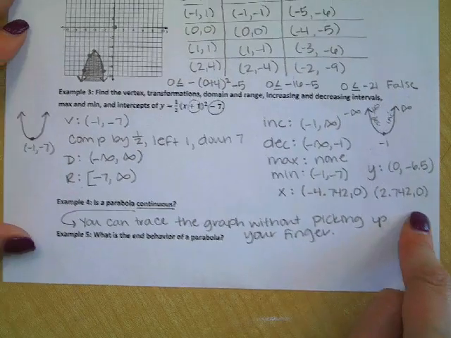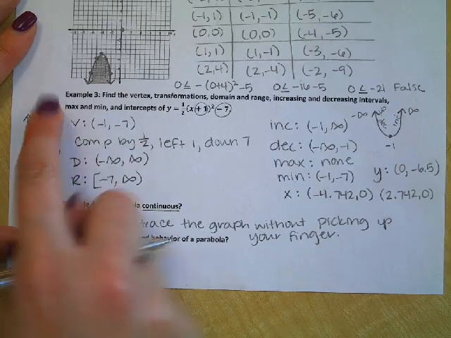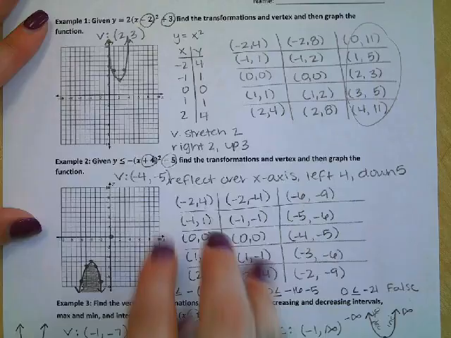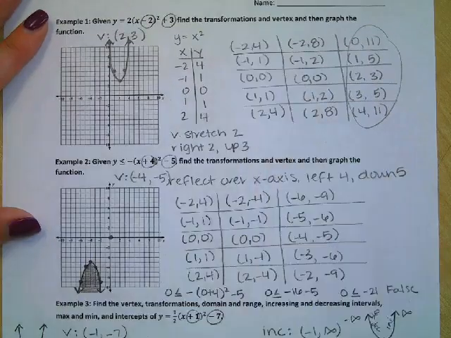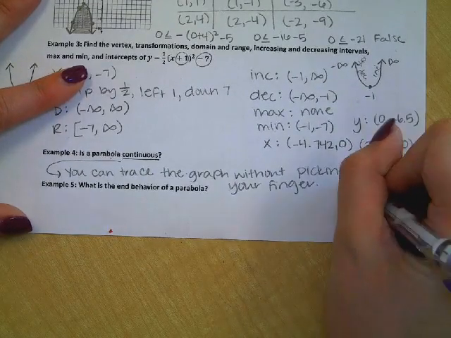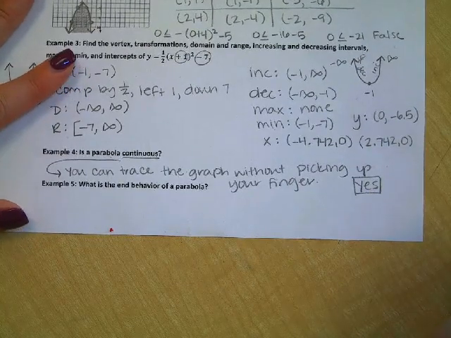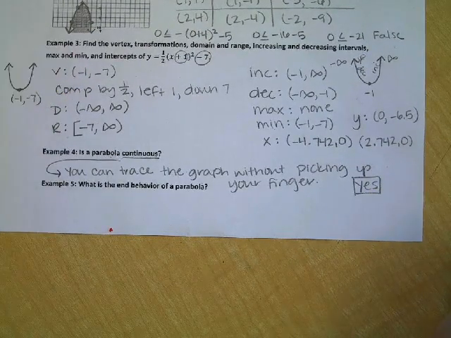So if we think about these parabolas, I can start at the arrow and trace it, and I can do that for each one. And so the answer is yes. If anyone ever asks you about the continuity of a parabola, you just always say it's continuous. The whole thing is continuous.